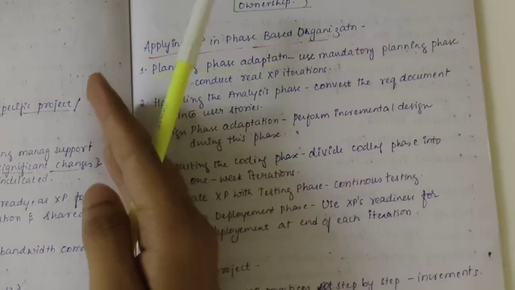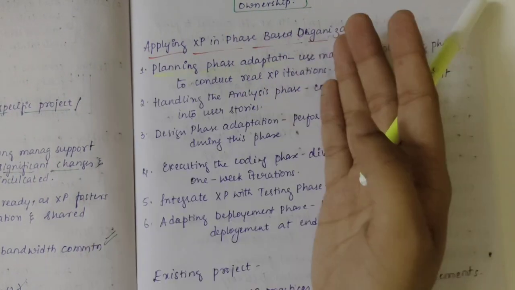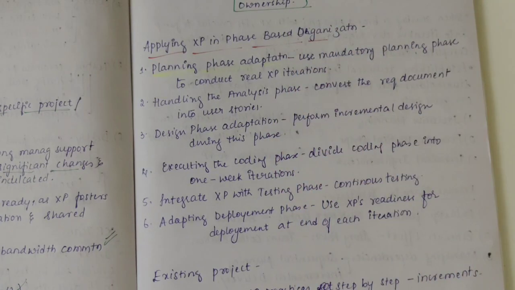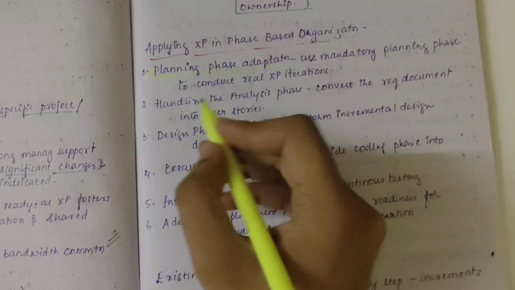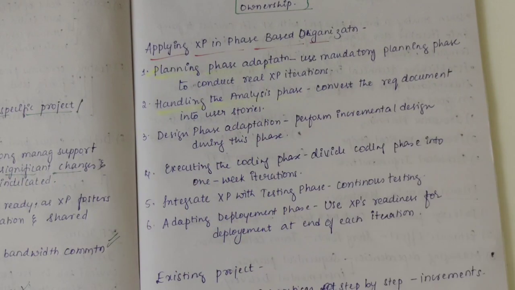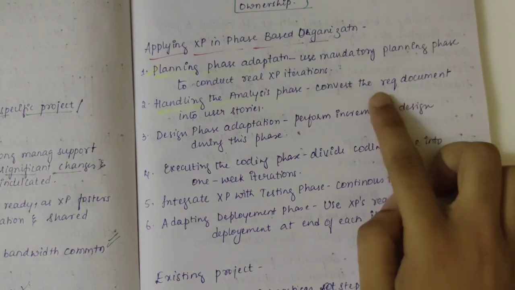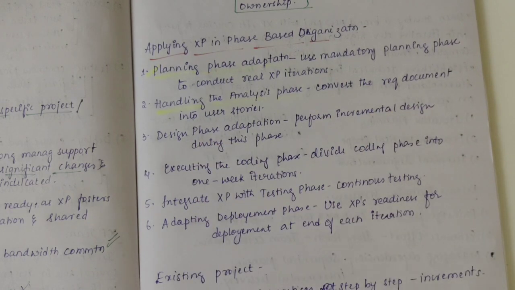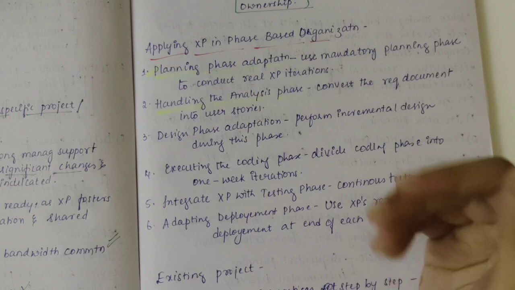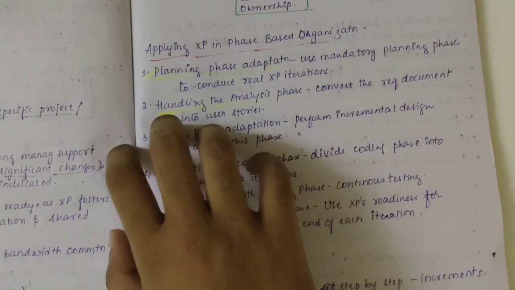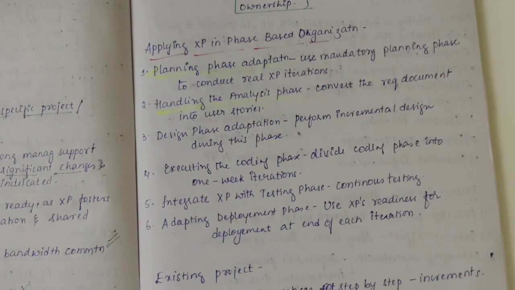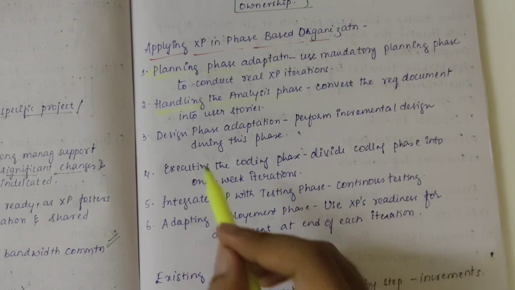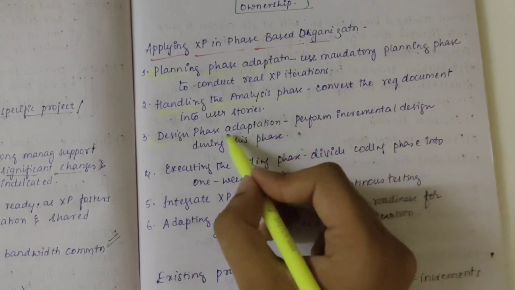Next week, depending on the output of the previous week's work, we'll come up with the next week's iteration, the next week's plan. So that was about planning phase adaptation. Then we have handling the analysis phase. Handling the analysis phase means we'll convert the required document into user stories. By converting into user stories, it will be easy for us to understand, like, if this happens, what could happen? If this is a condition, this could happen, and all the different scenarios or different aspects could be understood by handling the analysis phase. Then we have design phase adaptation.